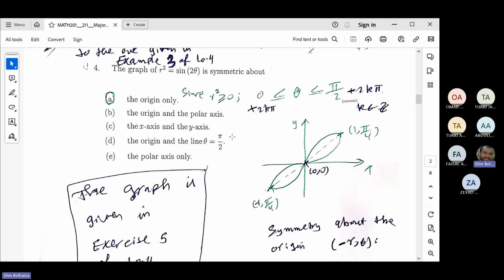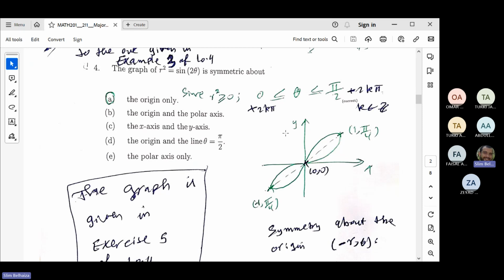Question 4. What do we have? The graph, which is r squared equals sine 2 theta. r squared equals sine 2 theta is symmetric about what? Now, let's check the other possibilities. This is the graph. Of course, many times we said you have to be in control of what these kinds of graphs look like.